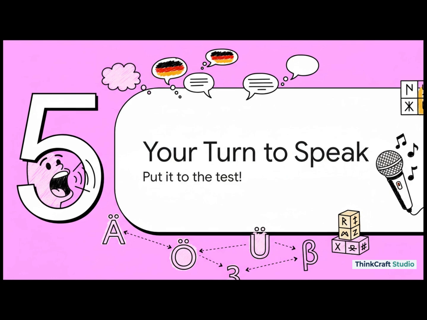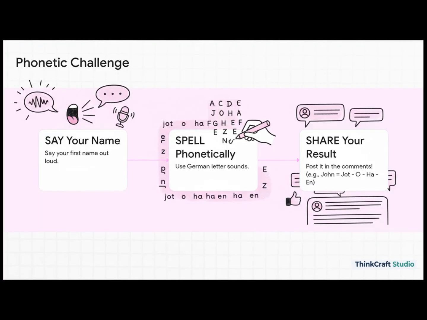So I think it's your turn to speak. Let's put this new knowledge to the test. Here's a fun little challenge to really make this stick. First, say your name out loud. Now, try to spell it out phonetically using the German sounds we just learned. So, for example, the name John would be J-O-H-N. Give it a shot with your own name and drop your German phonetic name in the comments. I'd love to see what you come up with.